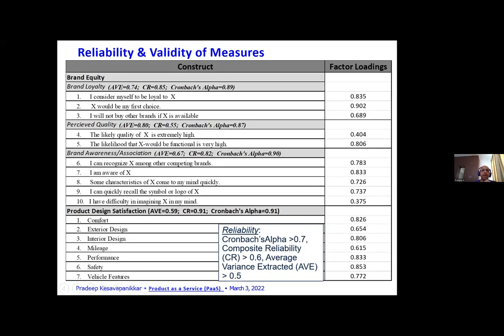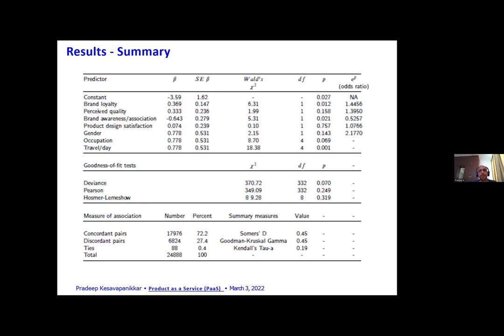Reliability, again, from the reliability point of view, we looked at the Cronbach alpha, which was sufficiently high, composite reliability was sufficiently high. So then we decided to move ahead with the analysis based on having established the validity and reliability of the measures in the context of the study.